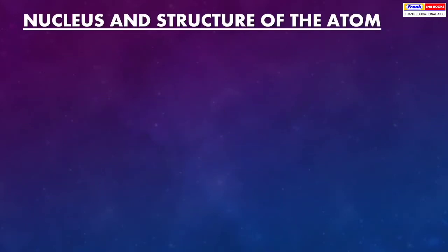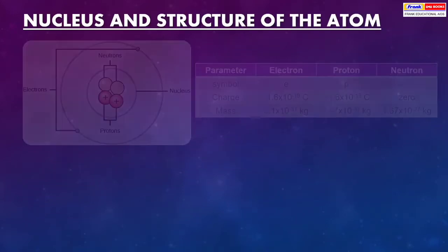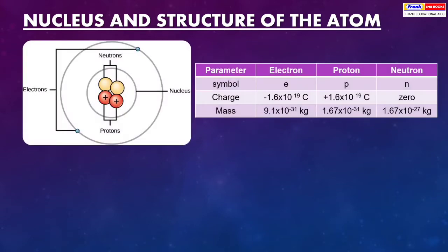Radioactivity, nucleus and structure of the atom. Electron symbol e, charge minus 1.6 × 10^-19 coulomb, mass 9.1 × 10^-31 kg. Proton symbol p, charge plus 1.6 × 10^-19 coulomb, mass 1.67 × 10^-27 kg. Neutron symbol n, charge 0, mass 1.67 × 10^-27 kg.